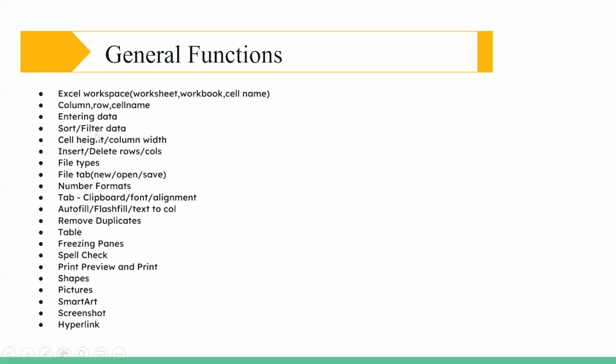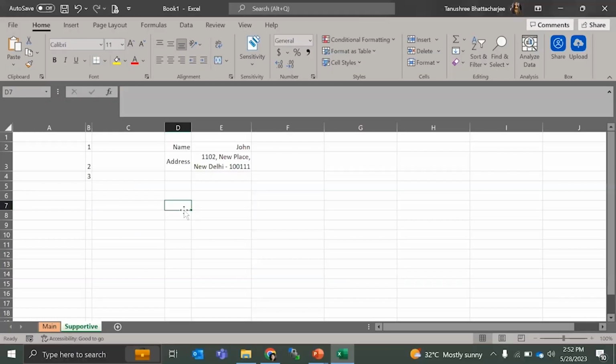Okay, and now you know about the cell height and cell width. We will see how to insert and delete rows or columns. After that we'll come to sort and filter data, because for that I need some data. I'll show you. So for inserting and deleting a row and column, you can go to any cell.